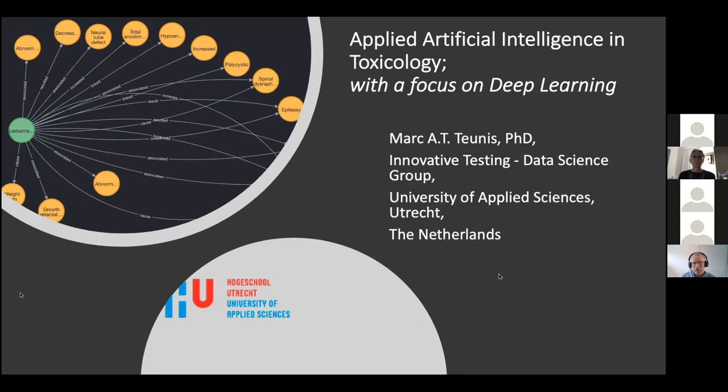As Mathieu mentioned, I work at the University of Applied Sciences in Utrecht, where I lead a small data science group where we focus mainly on the development of software for data collection. We also develop models for natural language processing, in which we use deep learning. On the screen, you see an example of a deep learning network, a neural network used for natural language processing to harvest causal relationships from literature, causal relationships between a compound and what this compound is causing, as described in the literature.